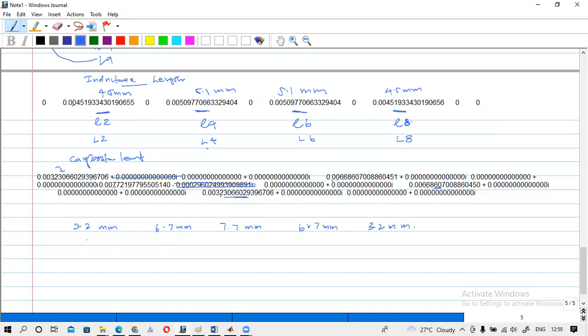So you can see that this is for capacitance 1, this is for capacitance 3, this is for capacitance 5, this is for capacitance 7, this is for capacitance 9. And you can see that this one and this one are equal, this one and this one are equal. So this is L1, L3, L5, L7, L9, the lengths.